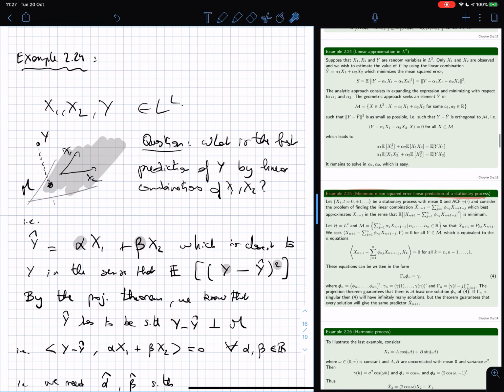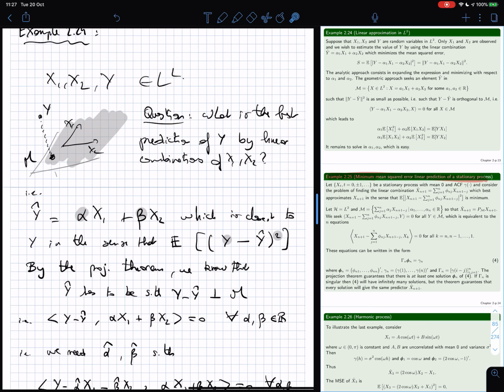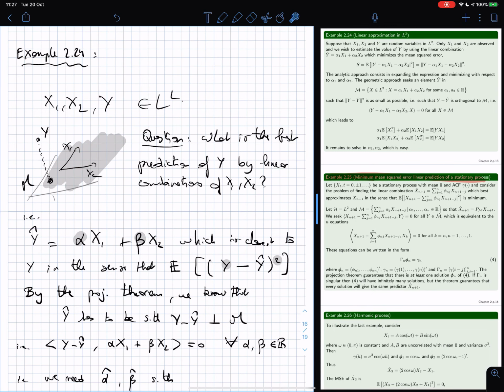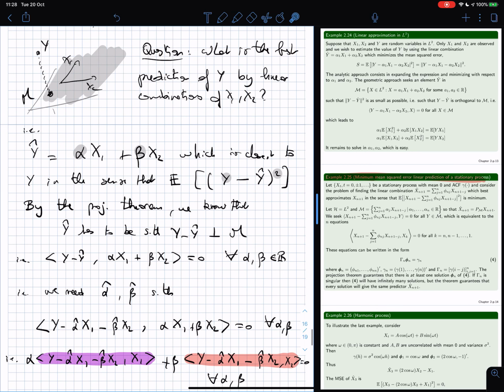Final example that we covered in the class, and the other ones we'll do next week, is the idea of, well, we suppose we have two random variables, x1 and x2, and we have another one, y, and we want to find the closest linear combination of x1 and x2. So we want to find the linear combination of x1 and x2 which is closest to y in L2. So what's a linear combination of x1 and x2? Well, it's some y hat of the form alpha x1 plus beta x2. And we want to minimize this expression here. Minimize this, the mean square error.